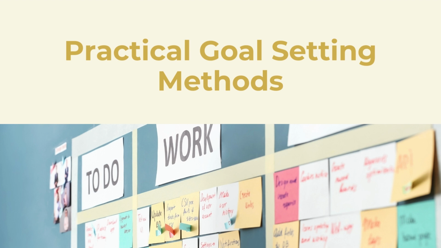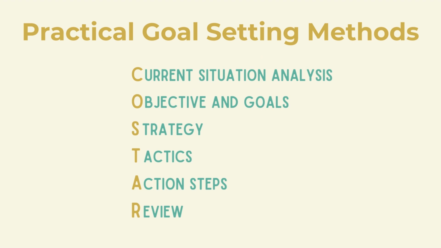The process that I use consists of 6 steps that form the acronym CoSTAR. 1. Current situation analysis. 2. Objective and goals. 3. Strategy. 4. Tactics. 5. Action steps. 6. Review. This simple process will help guide you in developing a practical plan for setting achievable goals. So now let's break CoSTAR down into bite-sized goal-setting chunks for you.